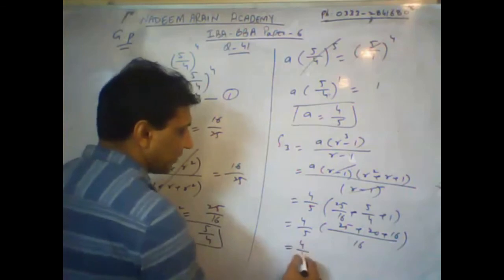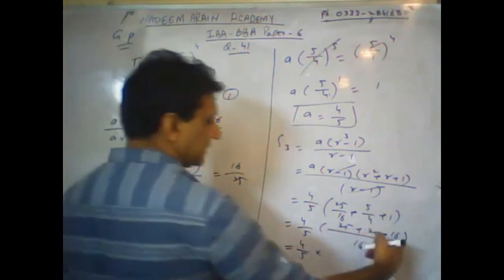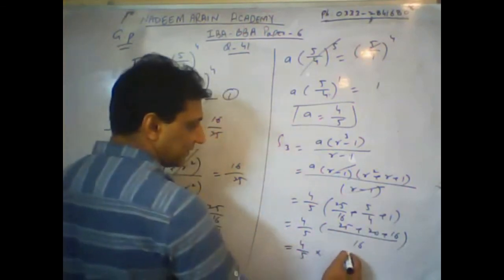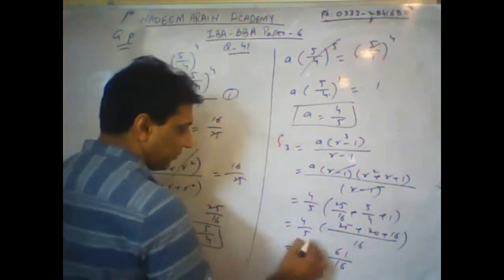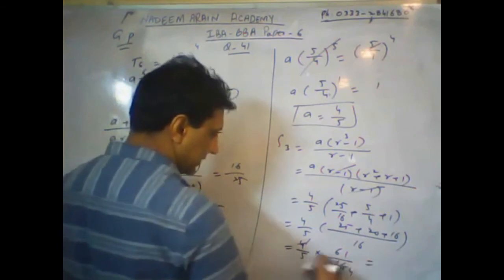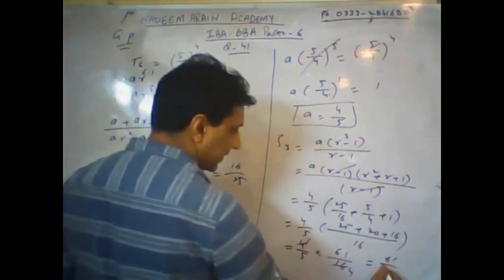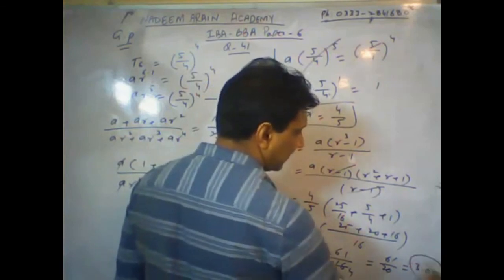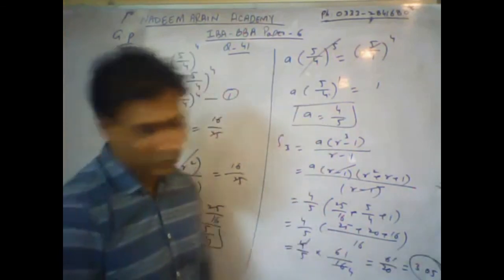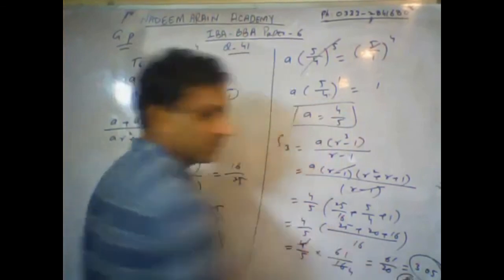So that will be 4 upon 5 times 61 over 16. Cancelling, 4 over 16 gives 1 over 4. So this is 61 divided by 20, and this is approximately 3.05. So this is your answer, and it's option B. Thank you.